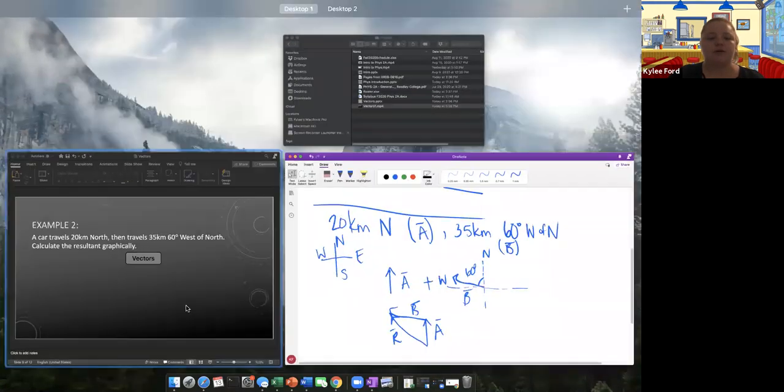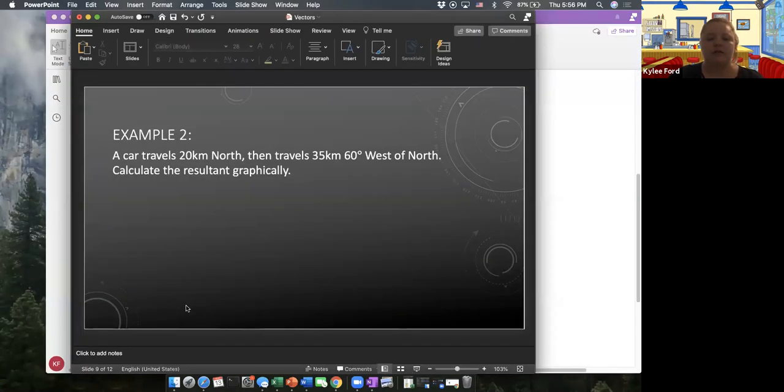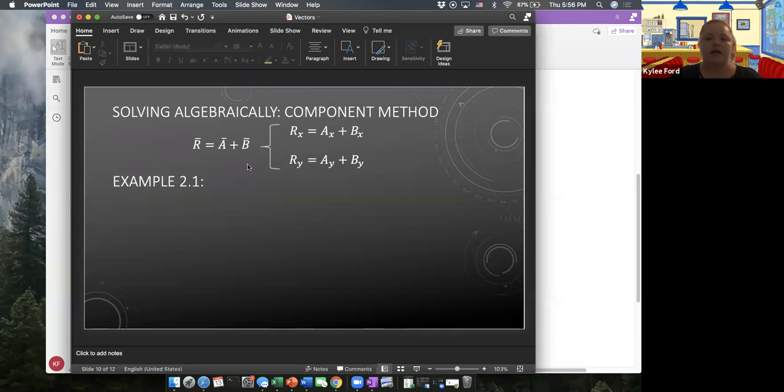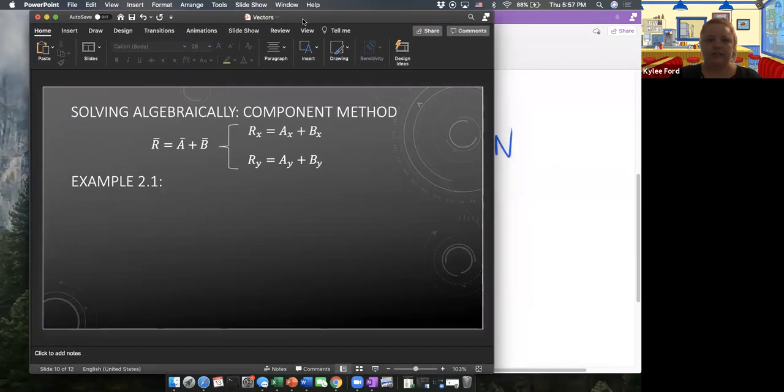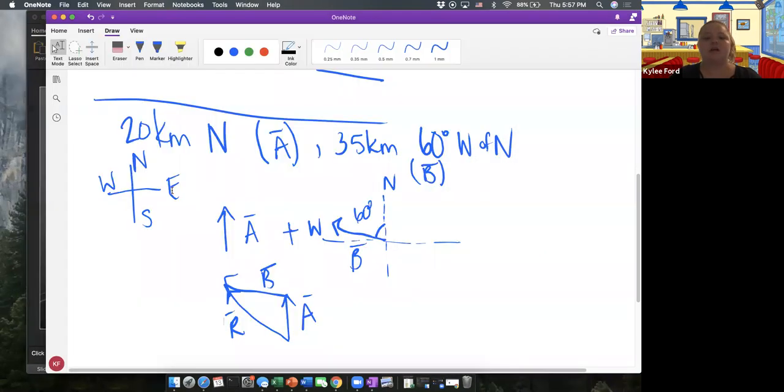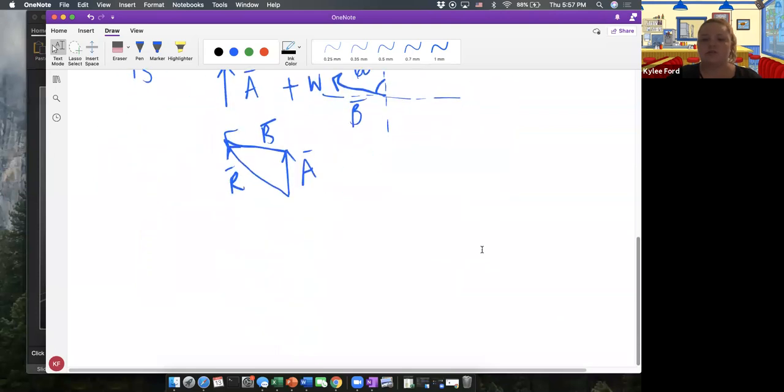Now let's go back to our PowerPoint. The next thing we want to try to do is solve this algebraically. So it's going to be a little bit different than solving it graphically. So let us scroll down and get some more space going.